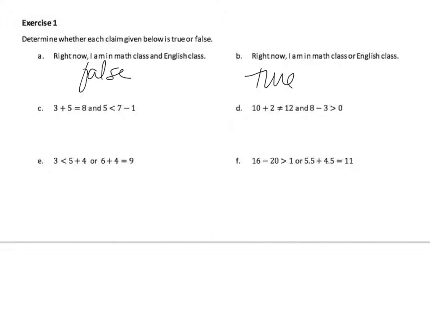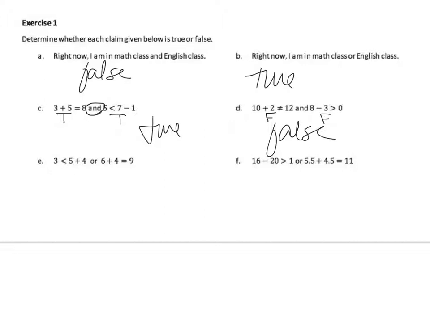Next, 3 plus 5 equals 8. That is true. And 5 is less than 7 minus 1, and that is also true. And I've got an and statement there, so that's going to be true. 10 plus 2 is not equal to 12. That would be false. And 8 minus 3 is greater than 0. That is false. So they are both, in fact, false.